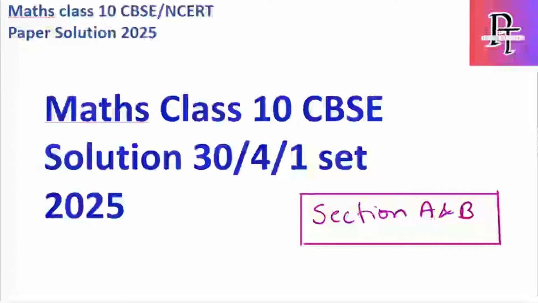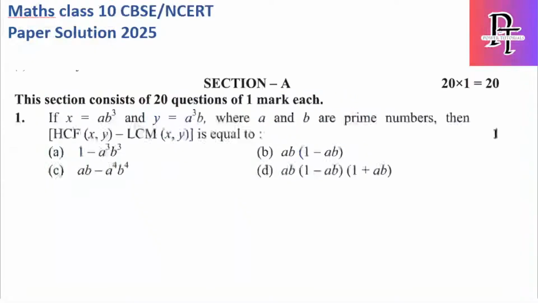So this set is taken from the 2025 board exam. Let's start with the questions. Today we're going to cover 20 plus 5 questions. We're also going to cover the optional part, which is the OR part, also mentioned in the same question paper. So let's start one by one.